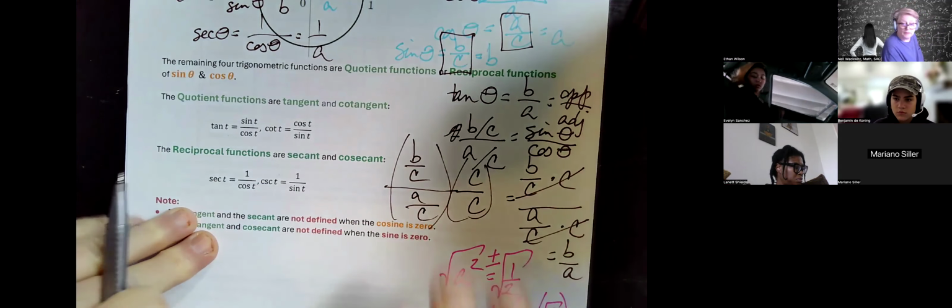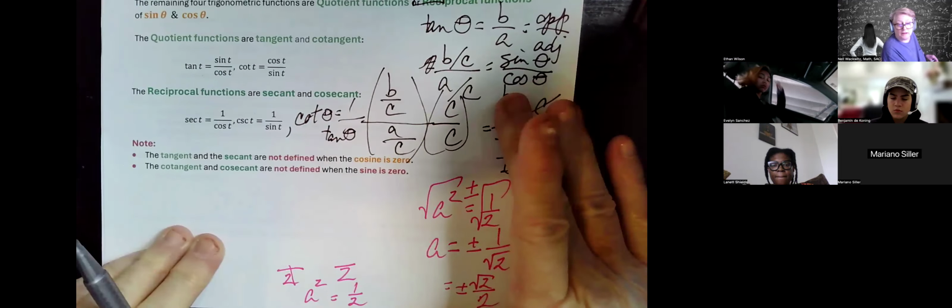Cotangent is actually considered both. When you use the cosine over sine definition of cotangent, it is a quotient function. When you use the definition that cotangent is 1 over tangent, it's a reciprocal. So it can go in either camp. Most of the time, people think of it as a quotient function because of the sines and cosines.